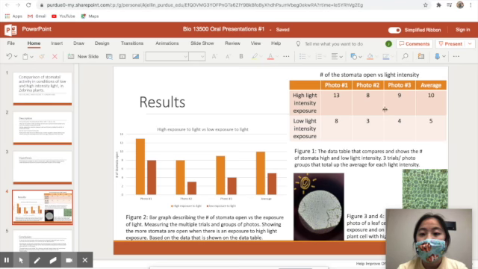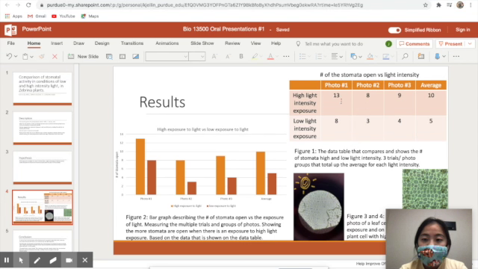So with this hypothesis in mind, we built our results, and I want to shift our eyes towards this table here that we have created, named the number of stomata open versus light intensity. Our independent variable is the high light intensity exposure and the low light intensity exposure. And you can see that there's photo number 1, photo number 2, and photo number 3. Those are our trials, perhaps we say, and each one is a set of photos of the one leaf that the lab group that we have gotten our data from has taken a picture of.